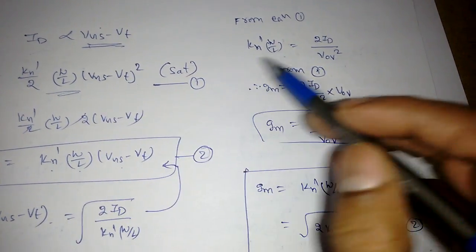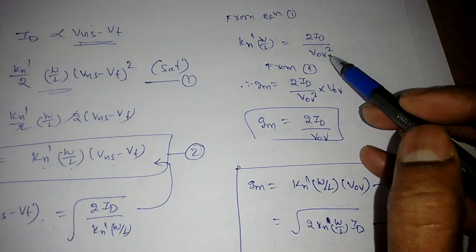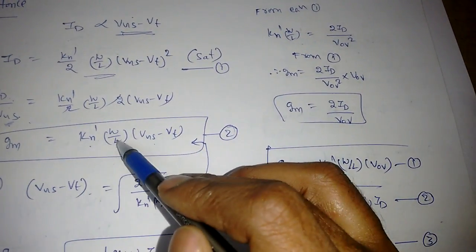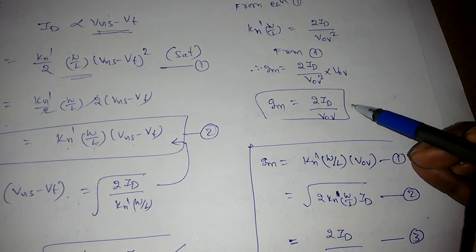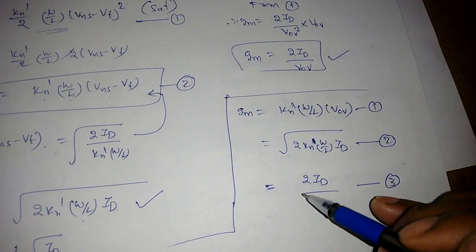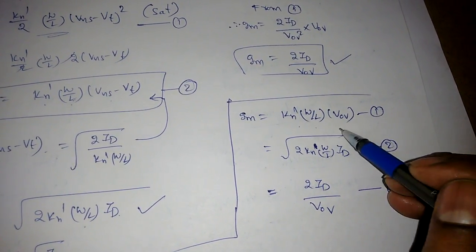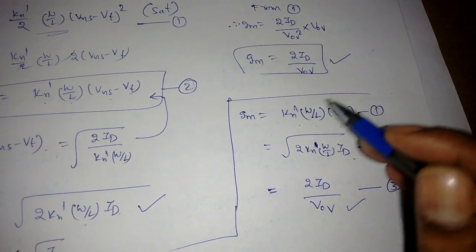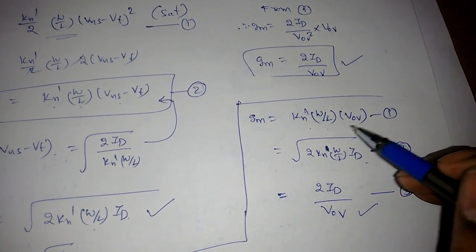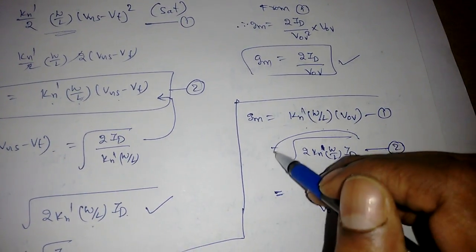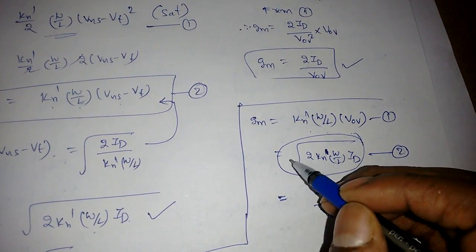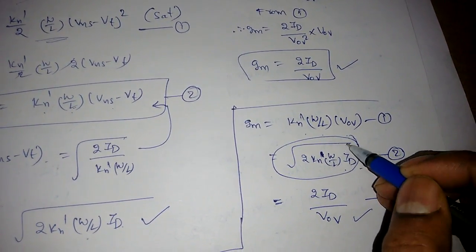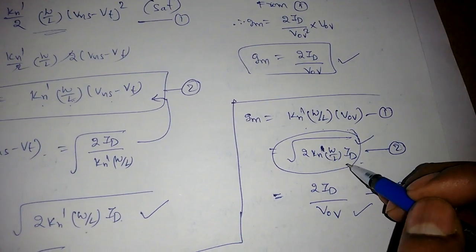One more equation I will get here: from this expression, Kn' W by L is 2 ID by VOV square, or 2 ID by VGS minus VT whole square. I can replace this in GM equals Kn' W by L VOV, then I will get 2 ID by VOV. So there are 3 expressions we will get: Kn' W by L VOV, square root of 2 Kn' W by L ID, and 2 ID by VOV. So depending on the application, I can use this GM. Generally we use the one with the square root of the current.